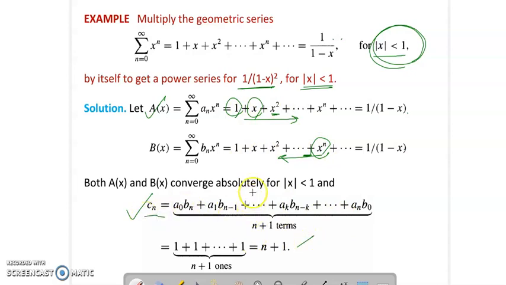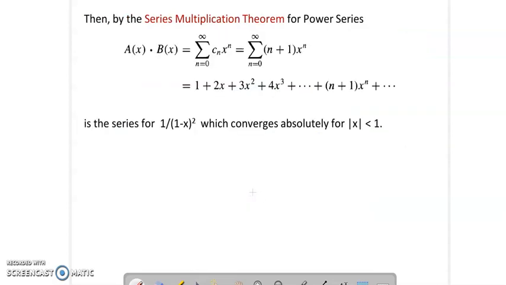Now that we have calculated Cn by the series multiplication theorem, the product of the two series A(x) times B(x) will be equal to this series whose coefficients are Cn's. So this is equal to summation n going from 0 to infinity, Cn is n plus 1, times x to the power n. So we have 1 plus 2x plus 3x square plus, and so on.